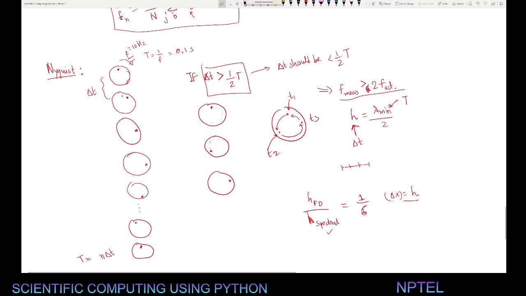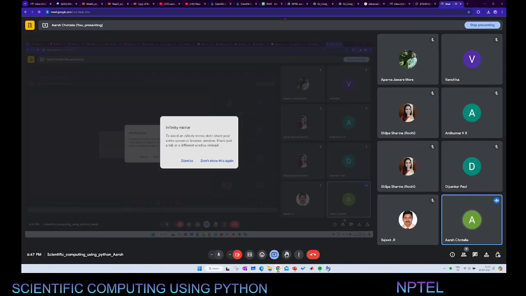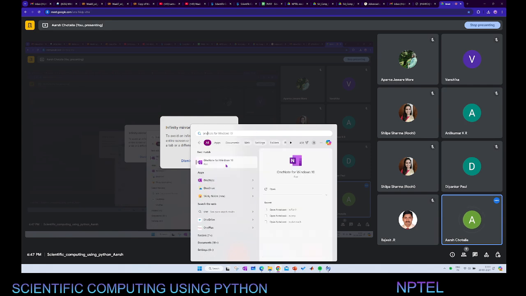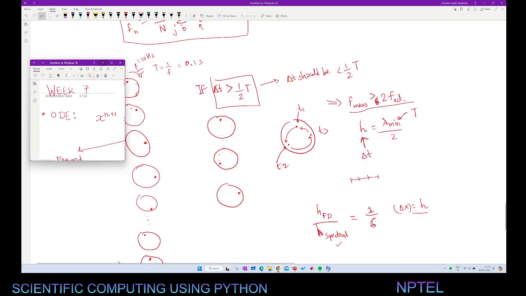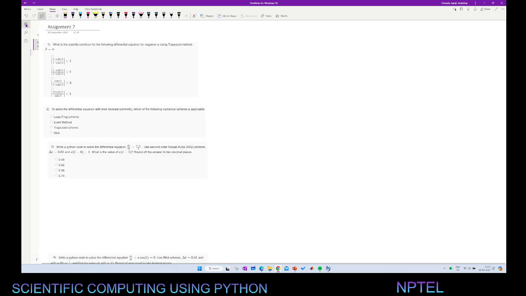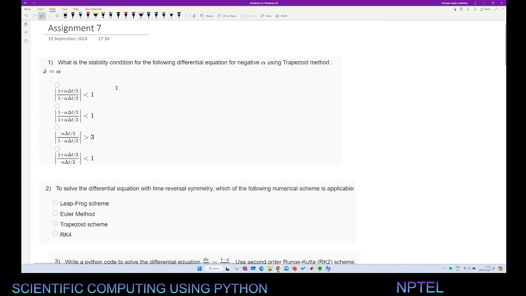Now let's look at some problems. Most of them are very easy. The first one is, what is the stability condition for the differential equation with negative alpha using the trapezoid method? x dot is equal to alpha x. There should be x here.